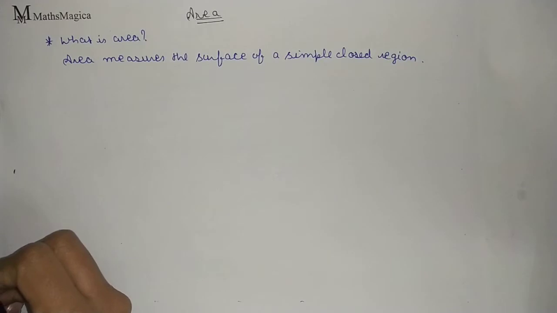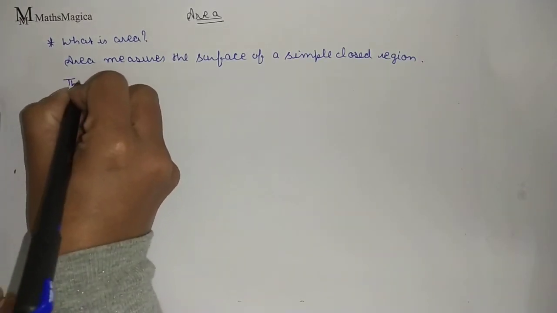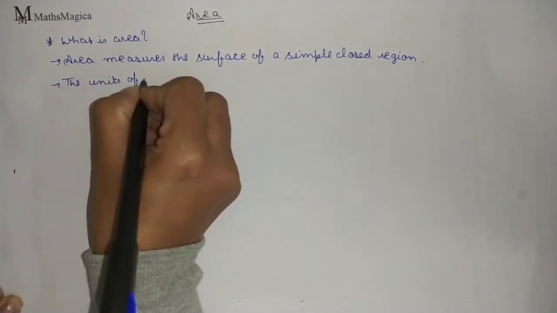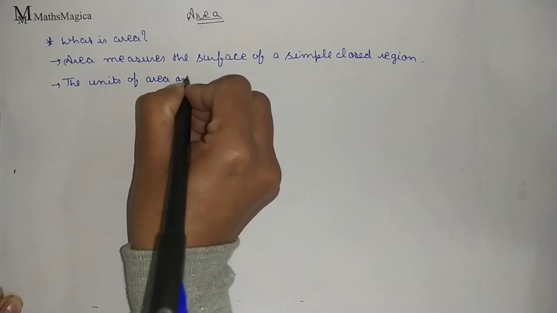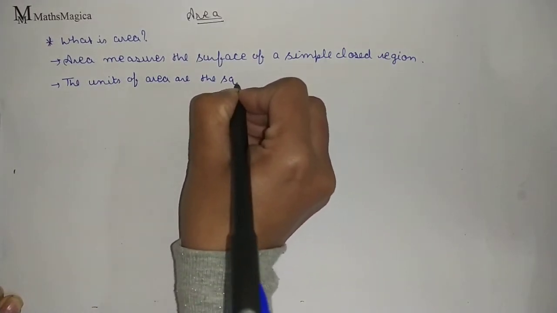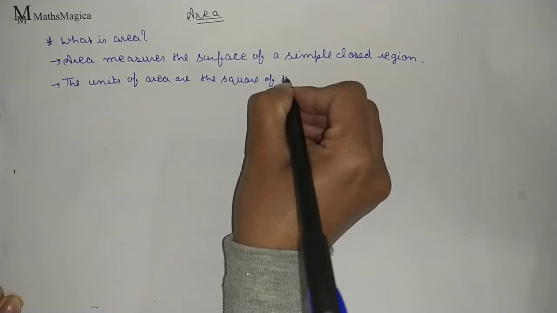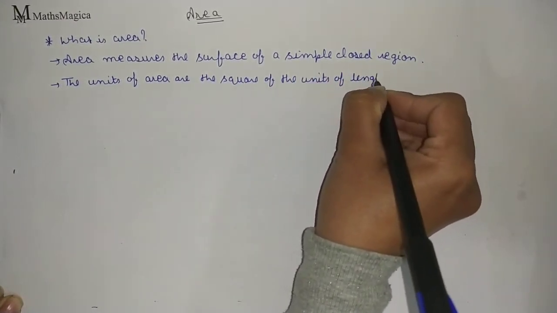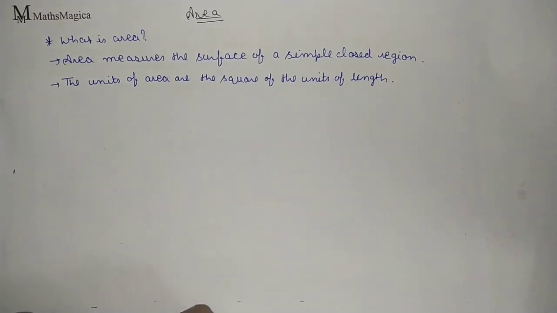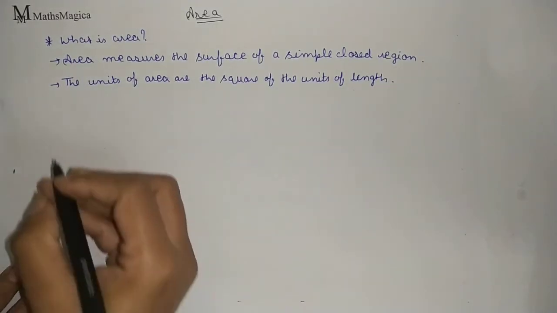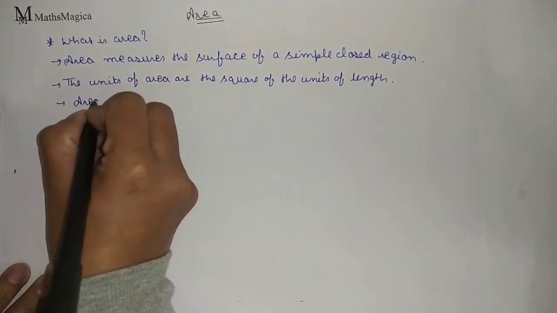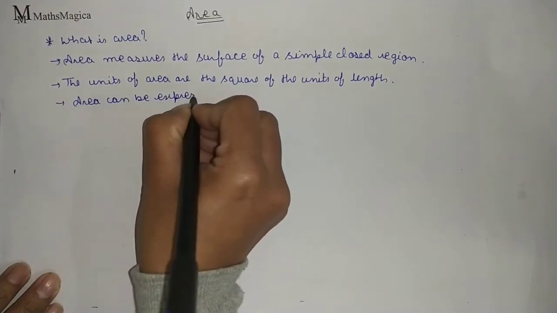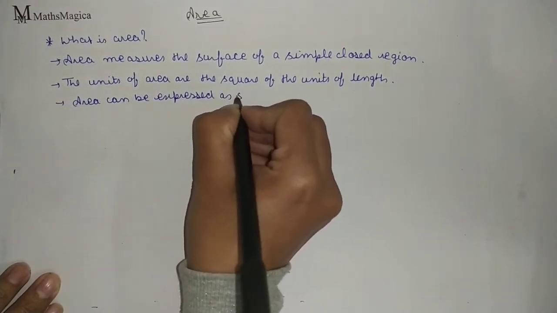The units of area are the square of the units of length. Area can be expressed as square units.